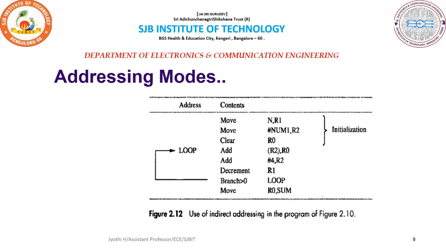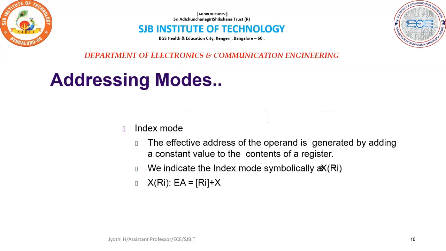So this loop is going to be executed until the add has been done n number of times. After that, the sum is moved to the R0 register. So next is the index mode addressing.